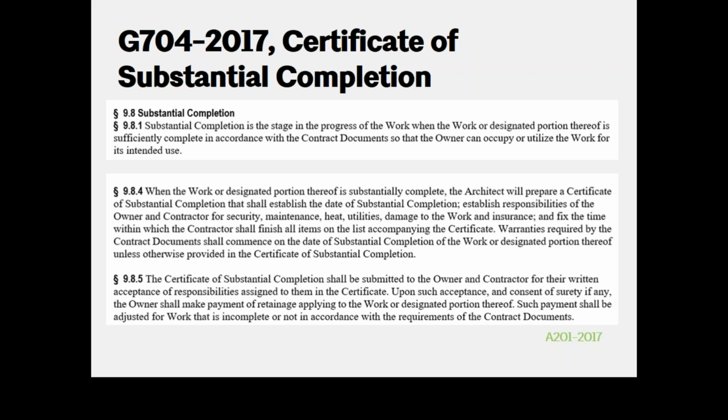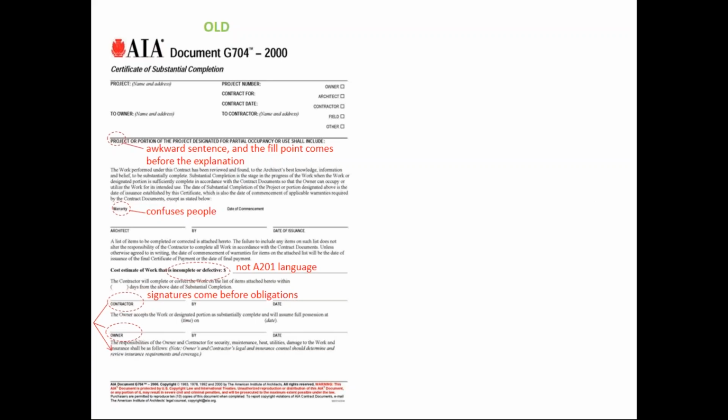So when you're filling out a certificate of substantial completion, really what you're doing is you are filling out all of that in the context of your underlying owner-architect or owner-contractor agreement. So the A201 says that a certificate of substantial completion has to include the date of substantial completion. It also has to include things like the responsibilities for utilities after substantial completion. It also has to include the owner and contractor's signature in order to accept the responsibilities in that certificate of substantial completion. So with that in mind, let's take a look at what the old G704 used to look like.